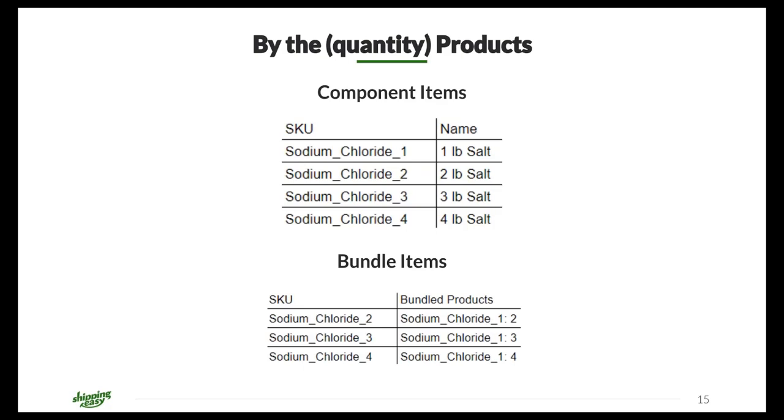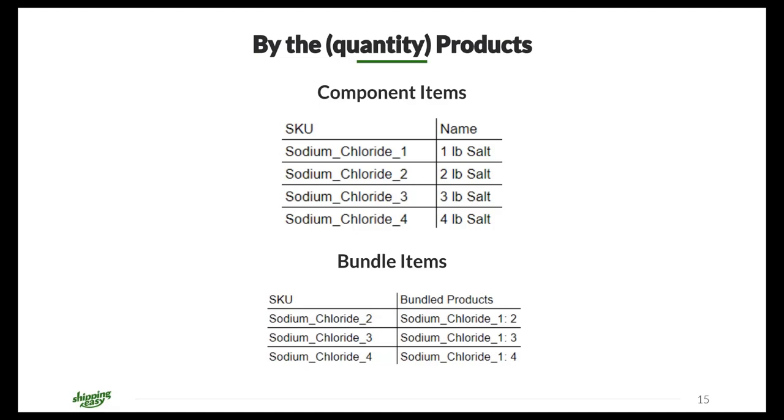And then finally, we have by the quantity products. So this can be by the pound, by the yard, anything like that. And in this case, what I did was I took salt and I set up 1 pound, 2 pound, 3 pound, and 4 pound listings for salt. So instead of just having those pre-packaged, what I have is a big tub of 100 pounds of salt. And so within Shipping Easy, I can just have the 1 pound listing be my component item, and then I can make that go into the 2 pound, 3 pound, and 4 pound listing.